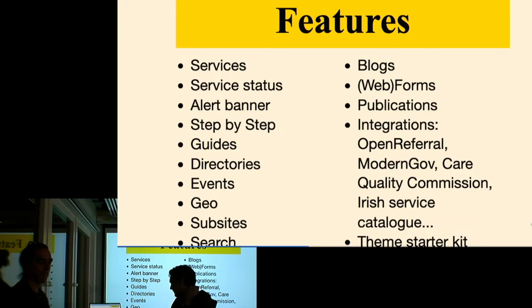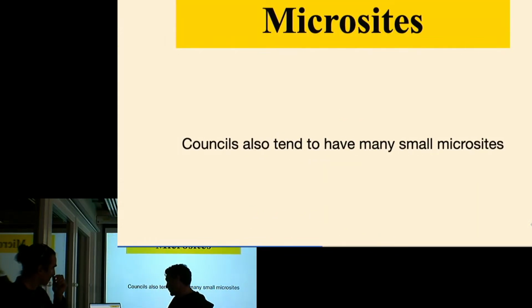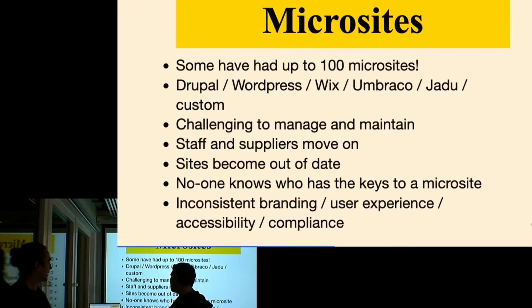Okay. So that was all the things that are being built, and there's more stuff coming along the way. But what came next was the microsites. It was literally asked to the councils, what is the other thing that we really, really need, and they answered, you know, we just have billions of microsites.